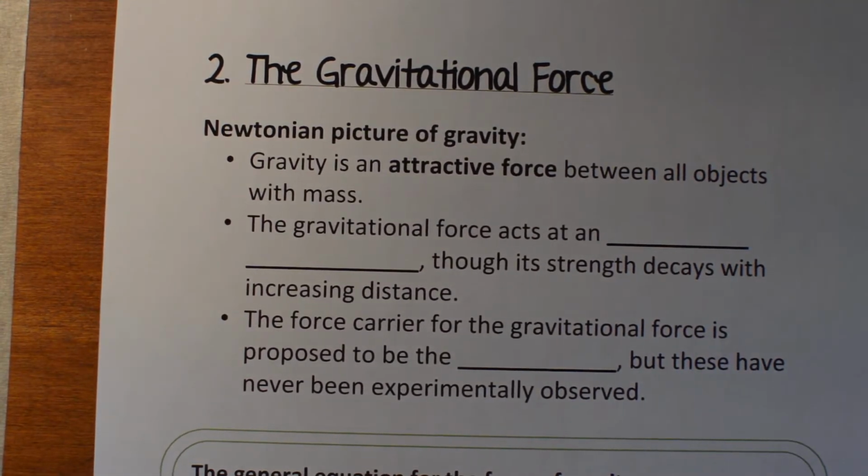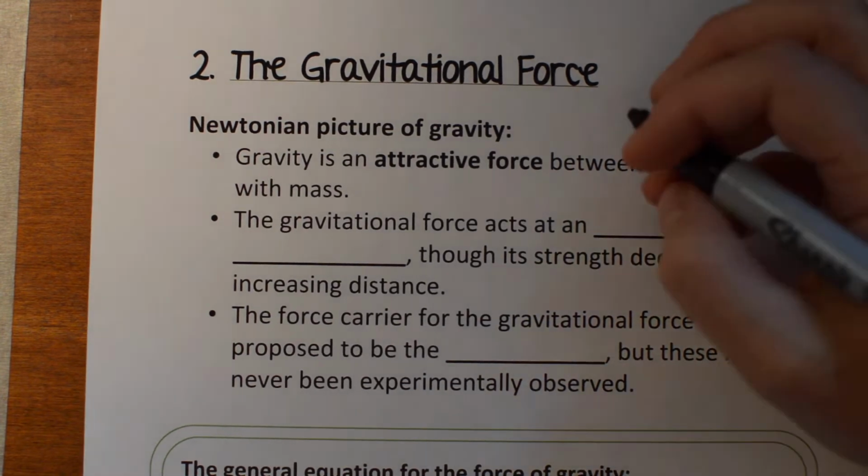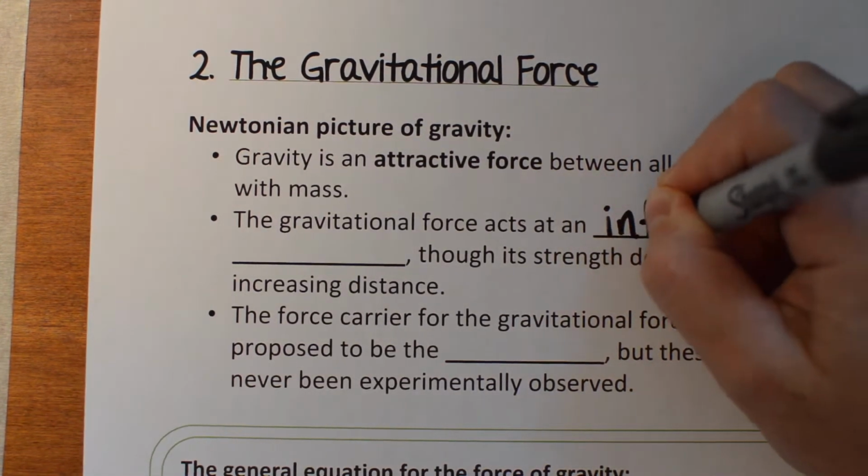So first we're going to start with a Newtonian picture of gravity. That's the picture of gravity we'll use mostly in this course. Gravity, first, is very similar to the electromagnetic force, but it has a few interesting differences. One is that it's only attractive. We've never observed repulsive gravity, so it's always an attractive force. And instead of being between objects with charge, it's between objects with mass. But like the electromagnetic force, it also acts at an infinite distance.